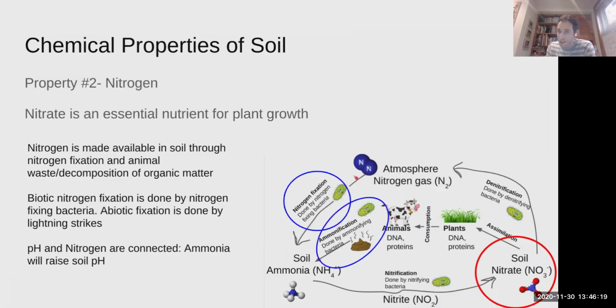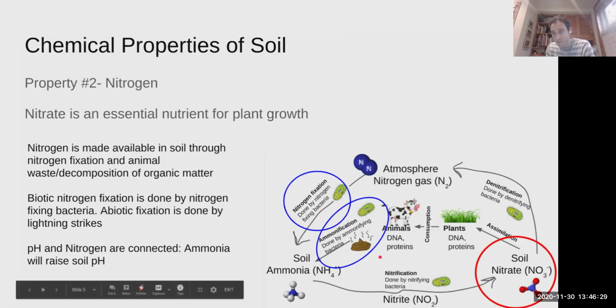Remember, most of the nitrogen in the world is in the atmosphere. So nitrogen fixation will pull it down into the soil where it can then go through nitrification and be converted into nitrate.